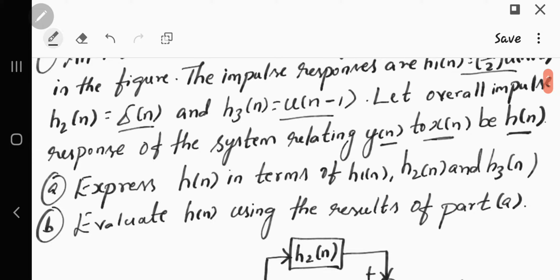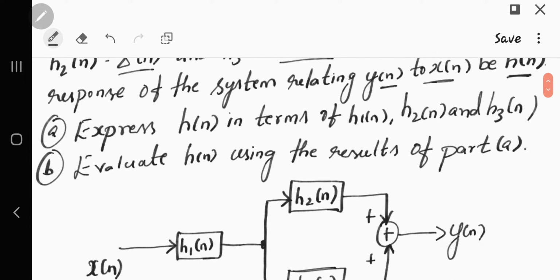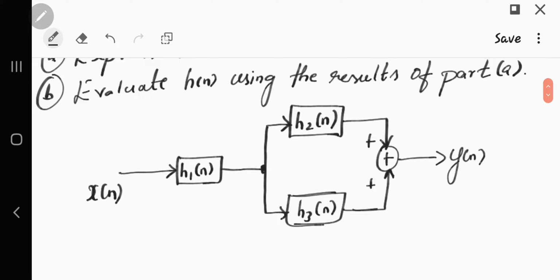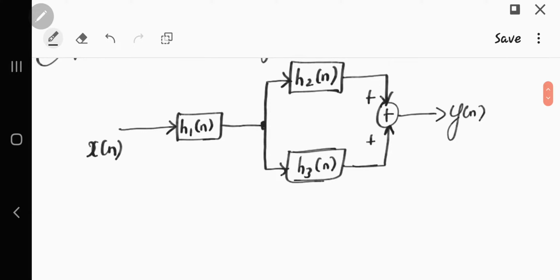Now we have to perform two things here. First, express h of n in terms of h1 of n, h2 of n and h3 of n. And second, evaluate h of n using the results of part A. So this is the problem, and this is the system given here. Now let's try to solve this.